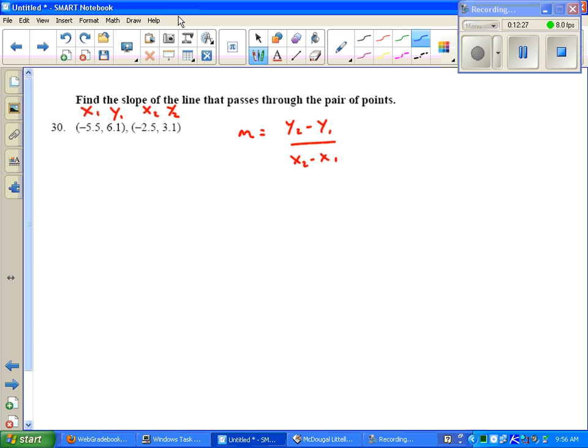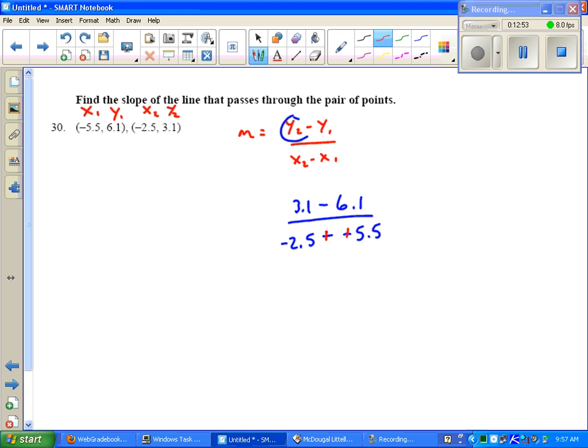The first thing it asks you for is the y sub 2. That is 3.1. Minus, the next thing it asks you for is y sub 1. That's 6.1. Over, x sub 2's value is -2.5. Minus x sub 1's value is -5.5. Notice we have minus a negative at the bottom. That tells you to add, or plus a positive.